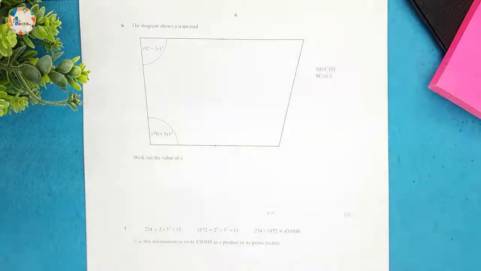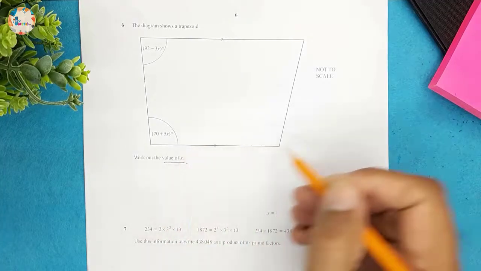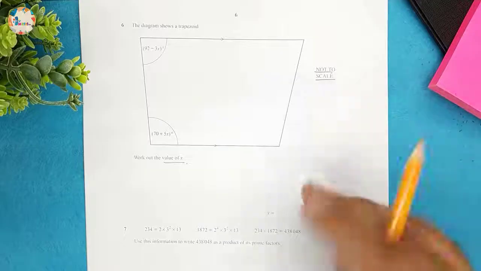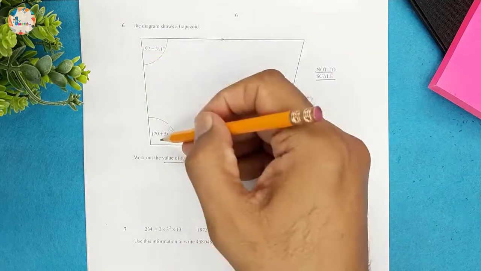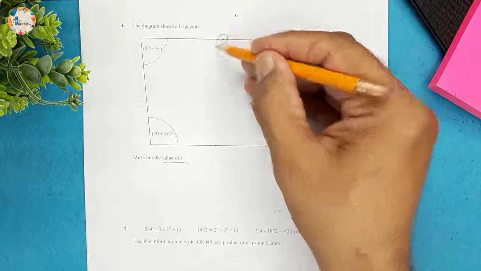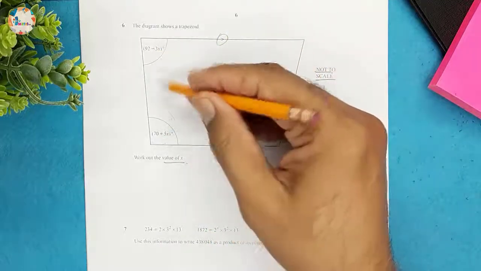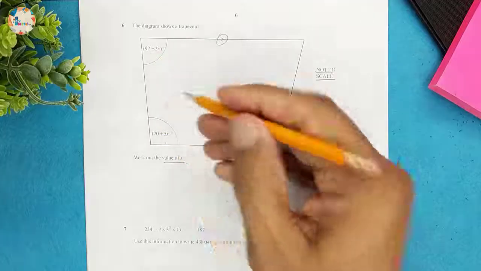This is done. Now question number 6. The diagram shows a trapezoid. Now work out the value of x. So the value of x we have to find. Diagram is not to scale. So we know that this angle and this angle, these two lines are parallel, right? So these angles will be adding up to 180 degrees.